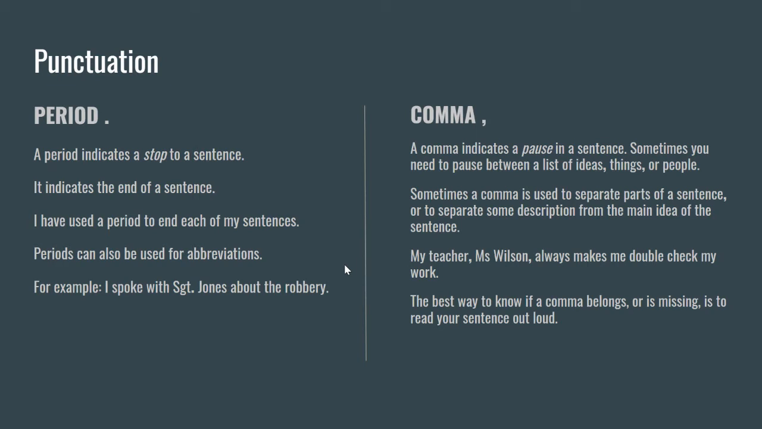So for example, a period, and of course, here's an example of period, you know where it belongs, and that should be a fairly easy question, a fairly easy mark on the literacy test if it comes up. A period indicates a stop to a sentence. It indicates the end of a sentence. I have used a period to each of my sentences, 1, 2, 3, and 2 more, by the way. Periods can also be used for abbreviations.